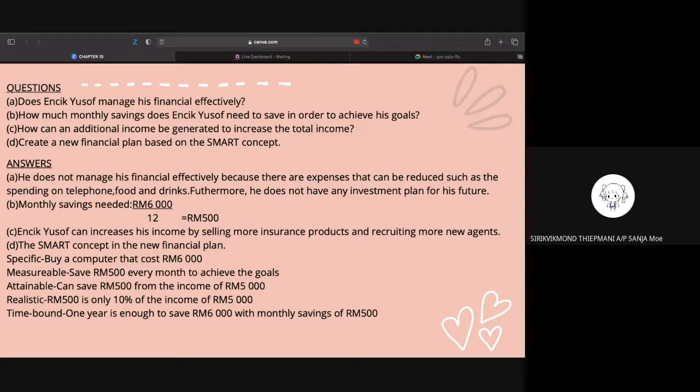A, attainable: can save RM500 from the income of RM5,000. Encik Yusof dapat simpan RM500 daripada income dia, iaitu RM5,000. R, realistic: RM500 is only 10% of the total income of RM5,000. Maksud dia, goal Encik Yusof ni realistic kerana RM500 ni hanya 10% dari total income, iaitu RM5,000. Time bound: 1 year is enough to save 6,000 with monthly savings of 500. Maksudnya satu tahun sudah cukup untuk Encik Yusof simpan RM6,000 dengan simpan RM500 setiap bulan.